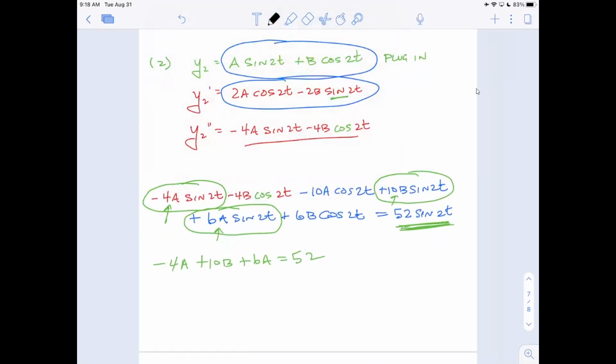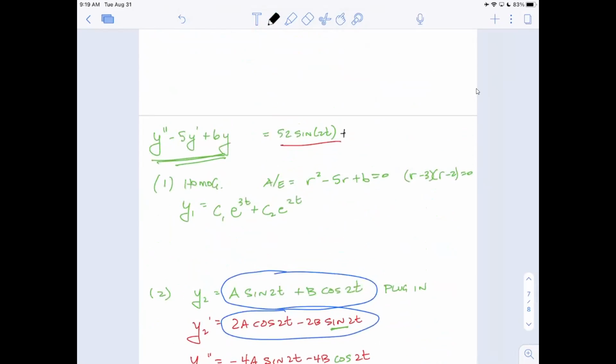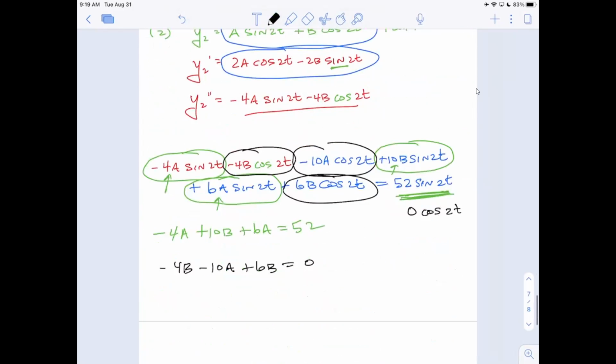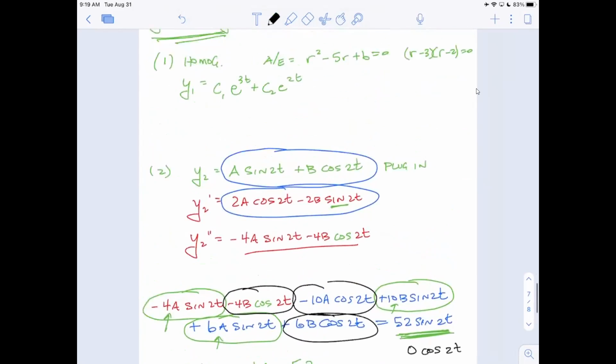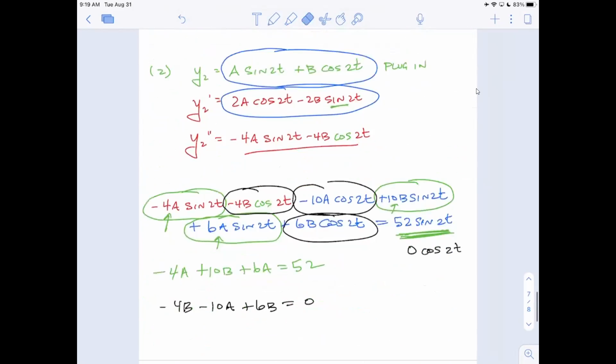Then I go back and I look at my cosines. Notice there's no cosines on this side. So that means negative 4b plus negative 10a plus 6b better be nothing. So as a side note, what if there had been like a 47 cosine of 2t over here? Does it make sense? My guess would have stayed exactly the same, except I would have said equals 47 instead of 0. It's not like I have to redo all that. It's just that I happen to have none, 0.